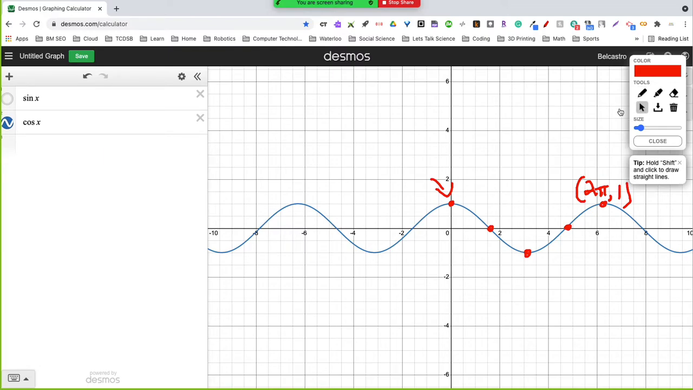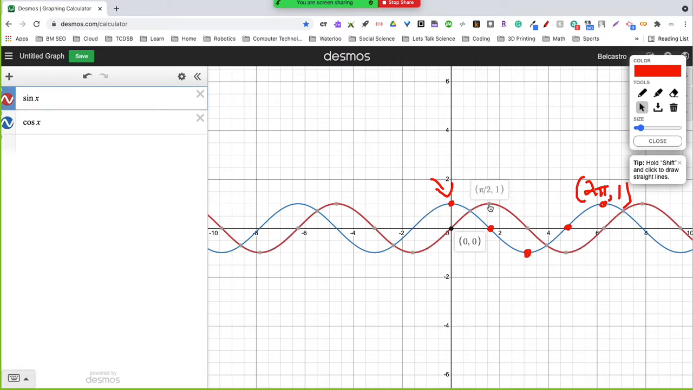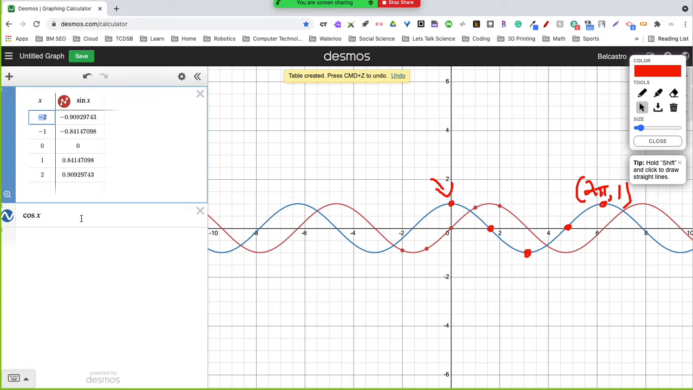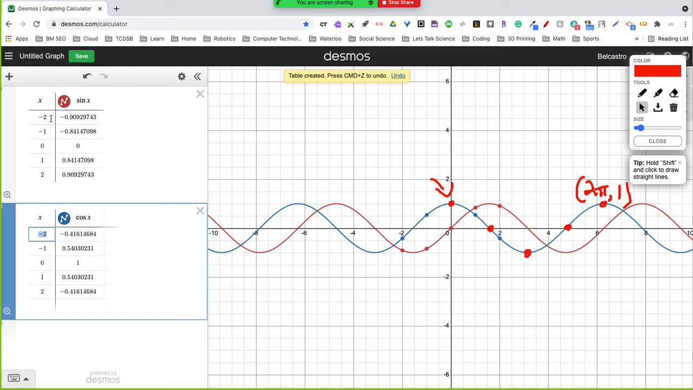Same idea with your sine. It starts at 0, 0, okay? So memorizing these little parts here can be very, very handy. What we can do is we can actually add little tables, and these tables can come in pretty handy for memorizing our information.